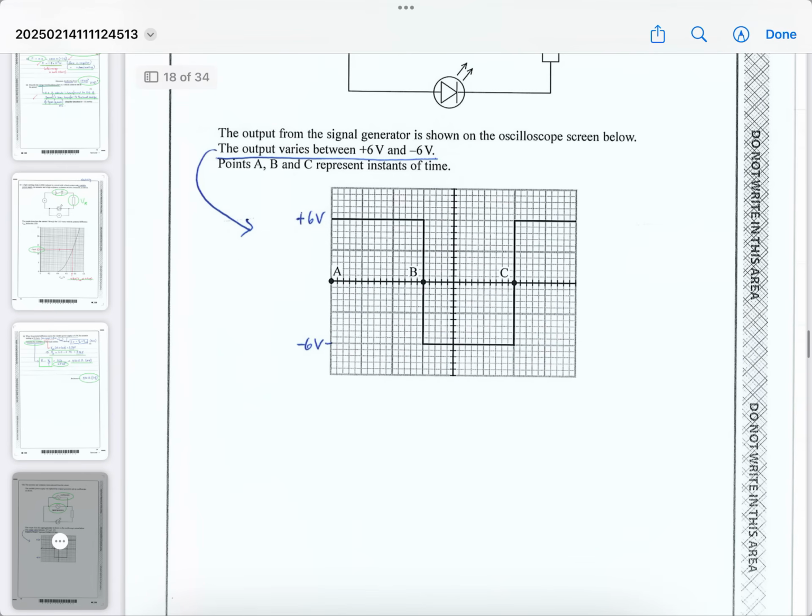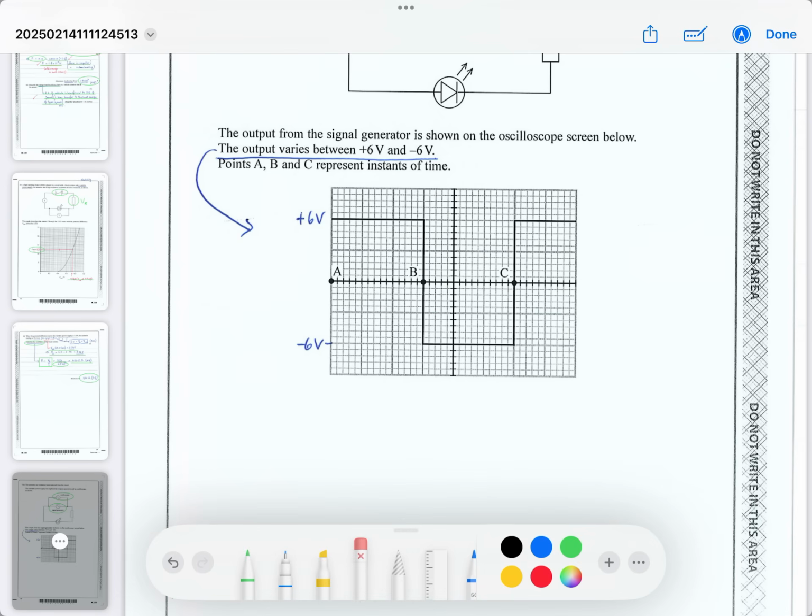So they've then shown the output of the signal generator on the oscilloscope. So it's not a sinusoidal variation, it's what's called a square wave, okay? So it says the output varies between plus 6 volts and minus 6 volts. I've labeled that for you. So here is plus 6 volts at the top, and you can see the center is 0, the bottom must be at minus 6 volts.